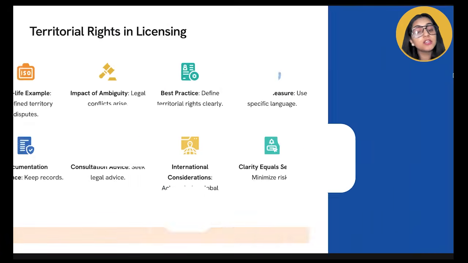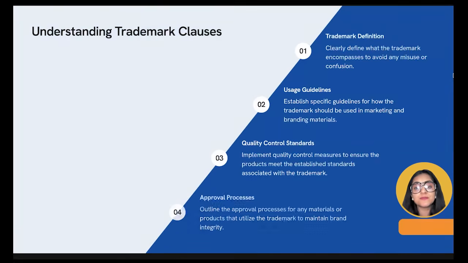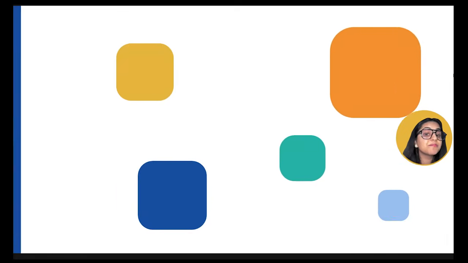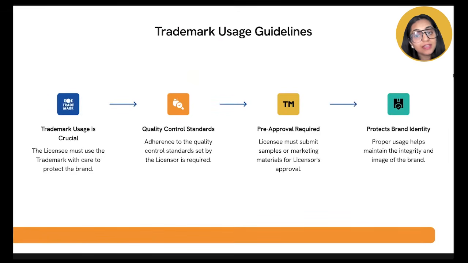Next is the trademark usage clause. This section specifies how the trademark should be used by the licensee and establishes quality control standards. It is important to set guidelines for product packaging, branding, and marketing. Let's look at a template for this one. Here you see a simple template you can use to ensure that the trademark is used correctly and that the licensor has control over the way it is represented. This helps protect the brand and ensures consistency in how it is perceived in the market.